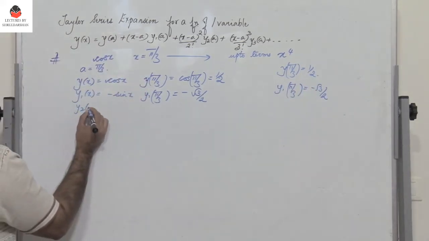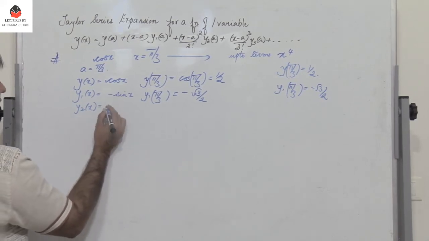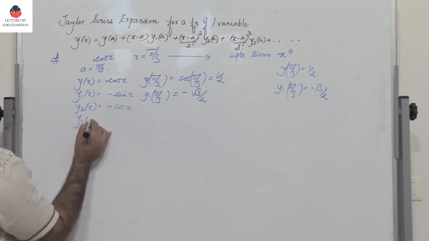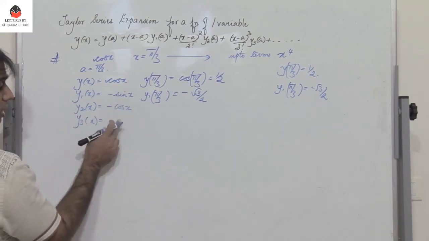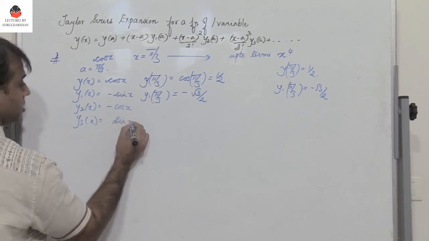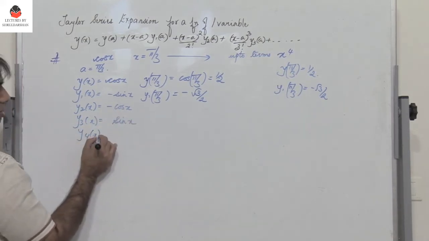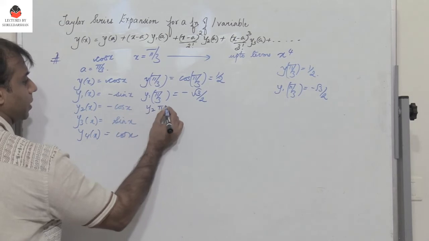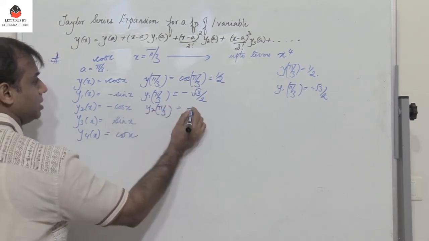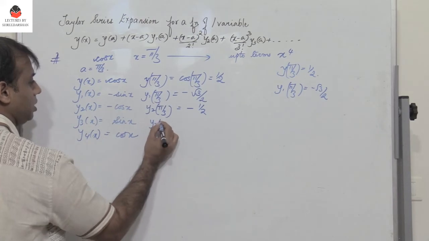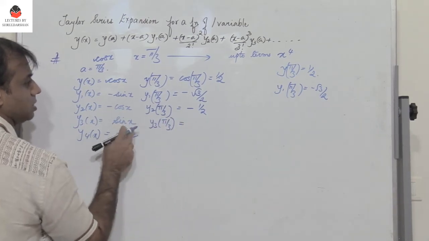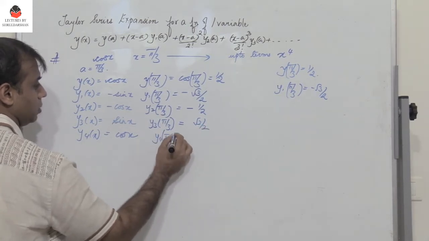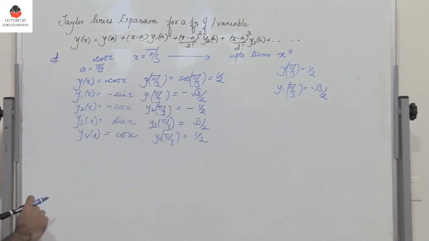Next, y2 of x is nothing but differential of sin x is cos x with a minus sign. So you have cos x here. So let's complete this. y3 of x is differential of cos x, which is minus sin x. Minus into minus is plus, so I get sin x. And then y4 of x is differential of sin x, which is cos x. So y2 of pi by 3 is nothing but minus 1 by 2. And y3 of pi by 3 is nothing but sin pi by 3, which is root 3 by 2. And then y4 of pi by 3 is again 1 by 2. So we have all these values.